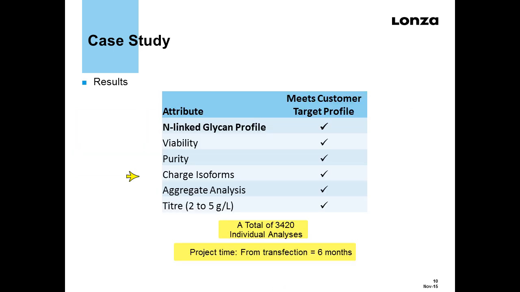And finally, we have the results. Here's our results summary. We generated an N-linked glycan profile that met the customer target profile. We also met the additional criteria during the scope of this work, which included 3,420 individual analyses. The project time from transfection was 6 months.